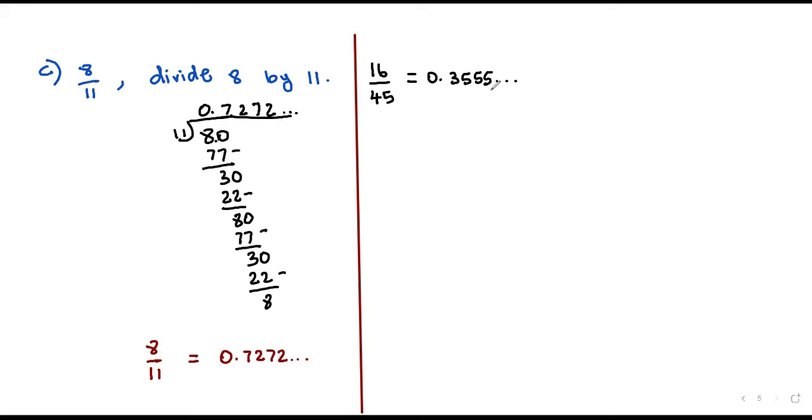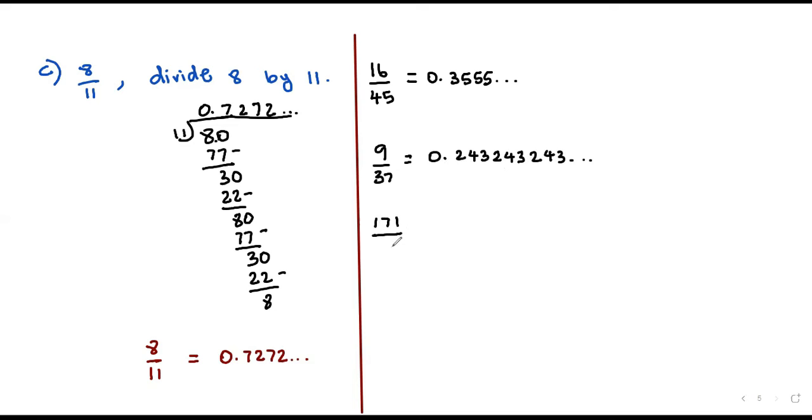It cannot stop. If we have a fraction like 9 out of 37, this will give us 0.243, 243, 243, 243 repeating. So here 3 numbers are repeating: 243, 243, 243.